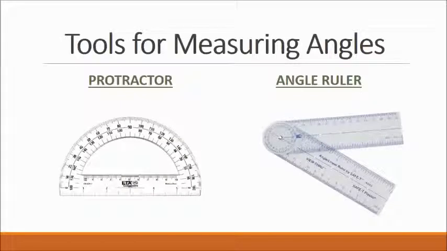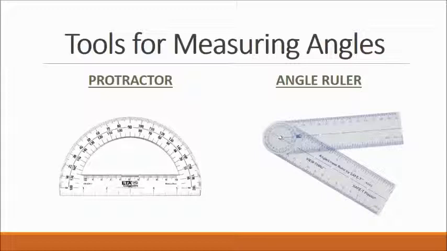So these are the two tools that we have for measuring an angle. On the left is the protractor. You should have used a protractor before and be very comfortable using it. We'll review that in just a minute, but you'll notice that on the inside of the protractor there are numbers or degrees going from 0 to 180. On the outside it goes from 180 to 0.